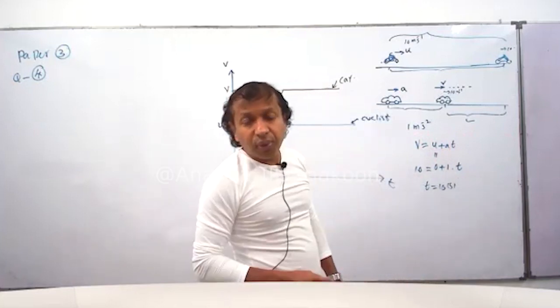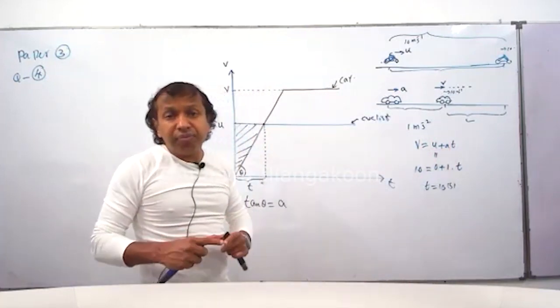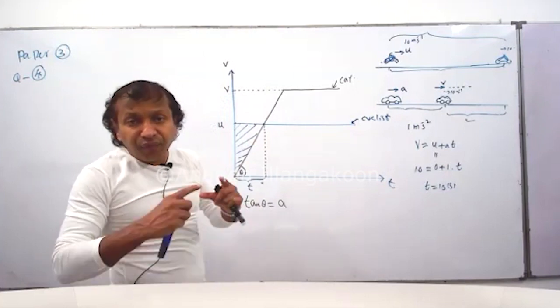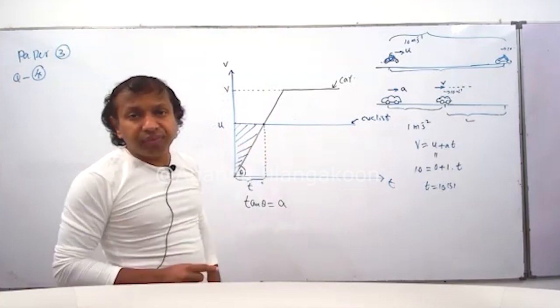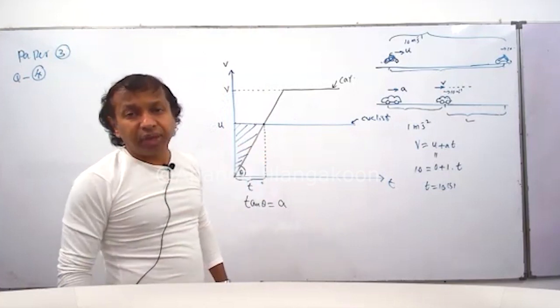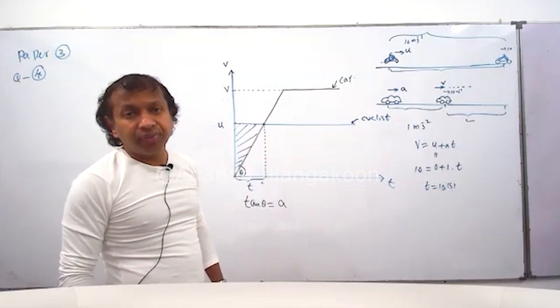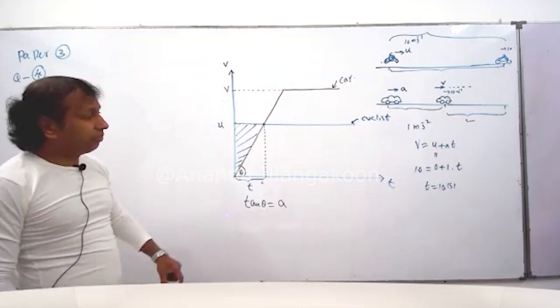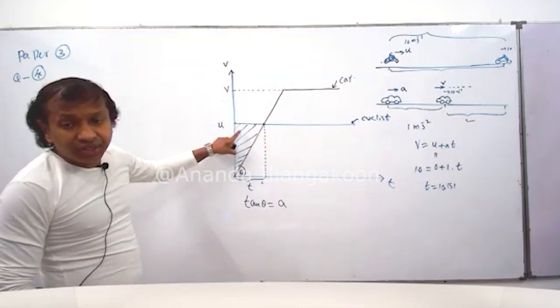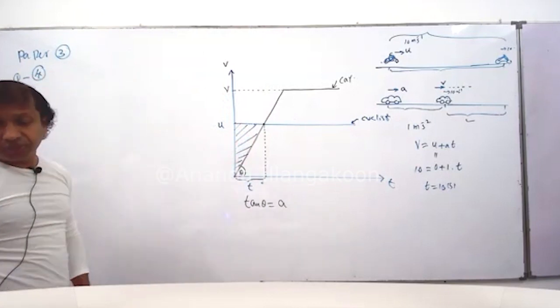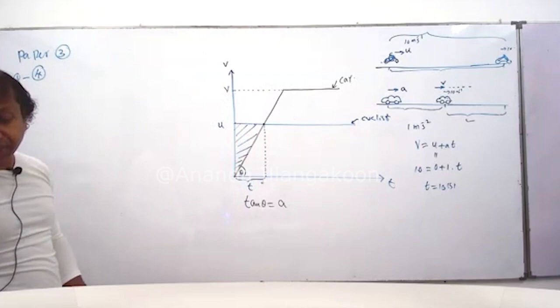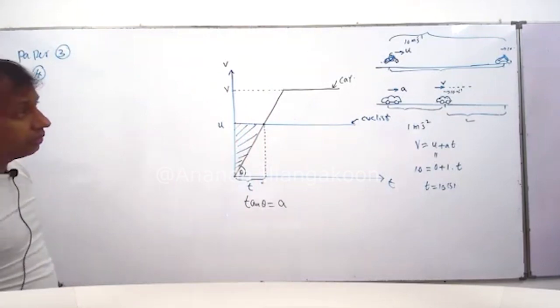So therefore, the gap between them becomes maximum when they have the same velocity. What is the gap between them? That is the maximum gap between them. Therefore, that maximum gap is given by this shaded area. So you have to find this shaded area. That is the question. Very simple question. Understand? Okay. Then you can write one sentence.